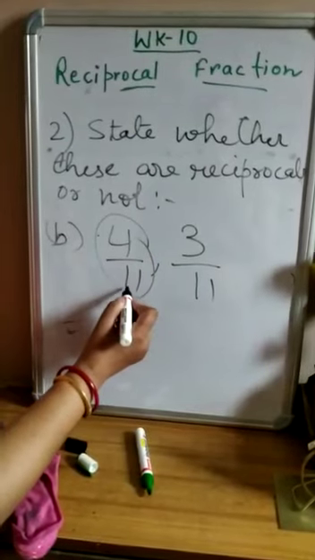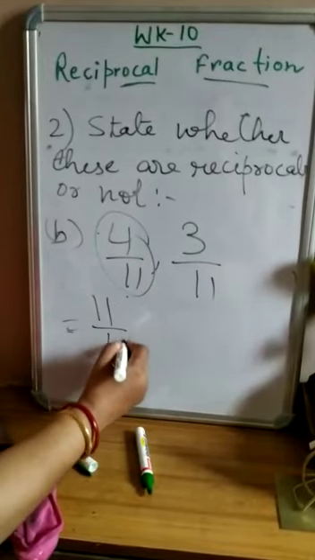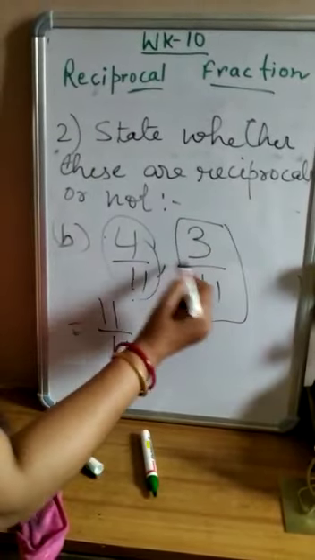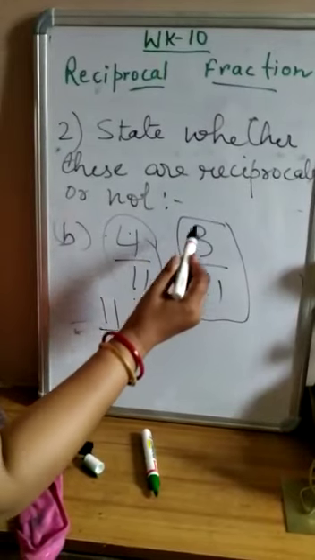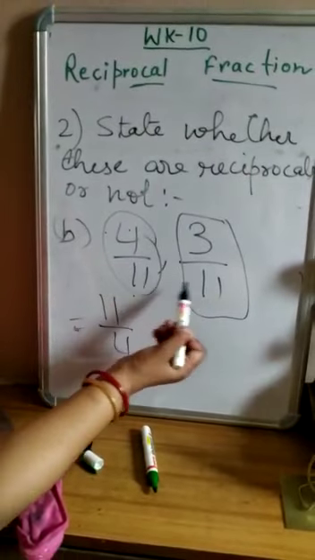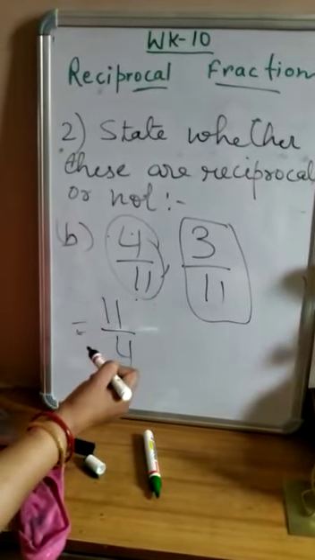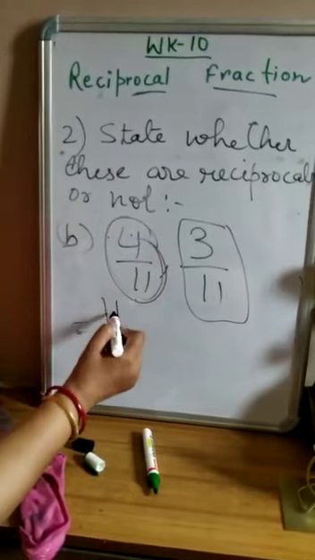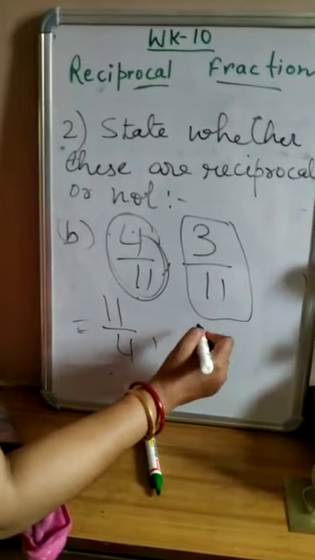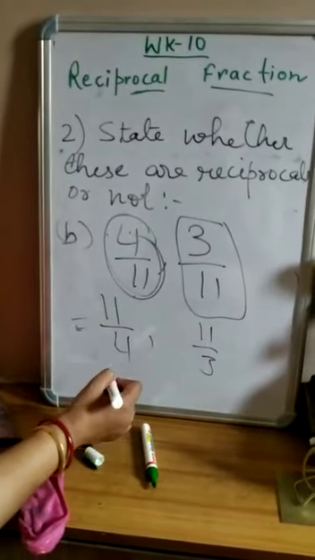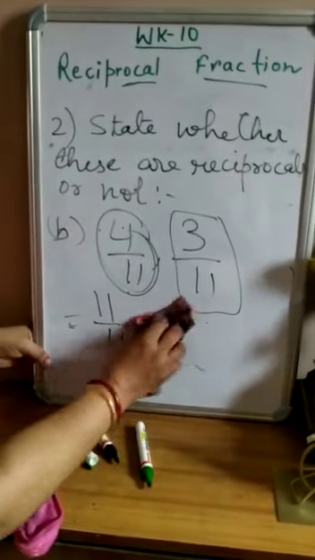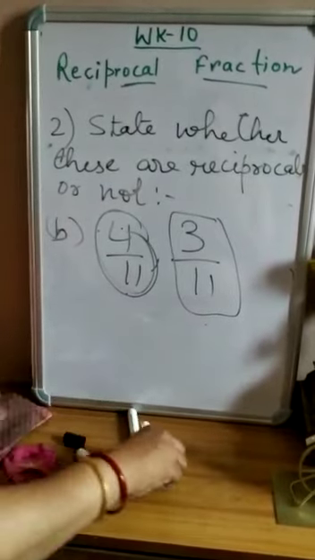So what will be the reciprocal of 4 by 11? It is 11 by 4. And here it is written 3 by 11. Are 4 by 11 and 3 by 11 reciprocal to each other? No. Here these are like fractions. Their denominators are the same. They are not reciprocal to each other. The reciprocal of 4 by 11 is 11 by 4, and the reciprocal of 3 by 11 is 11 by 3. So the answer is that the fractions are not reciprocal to each other.